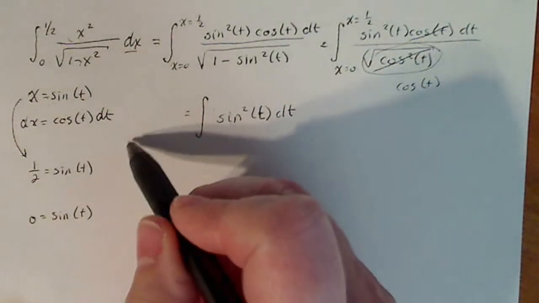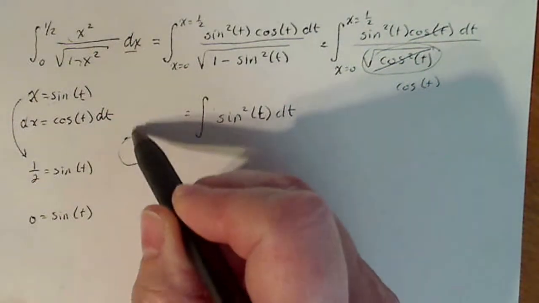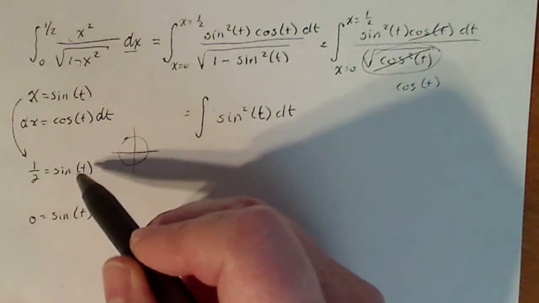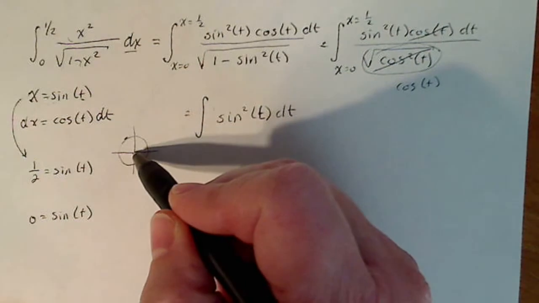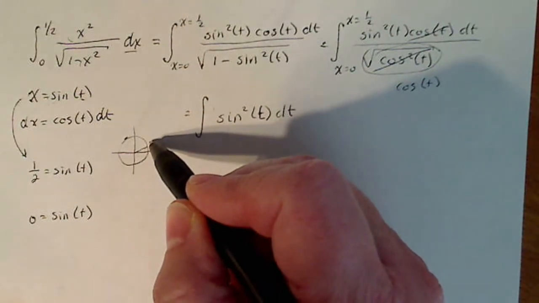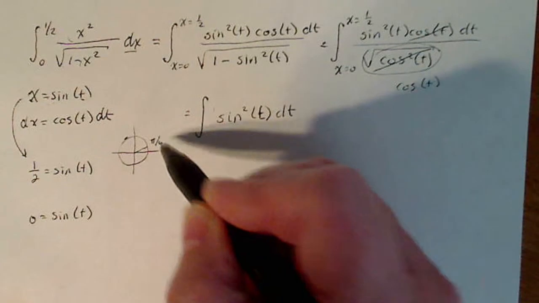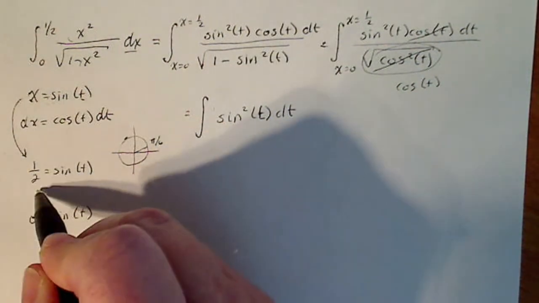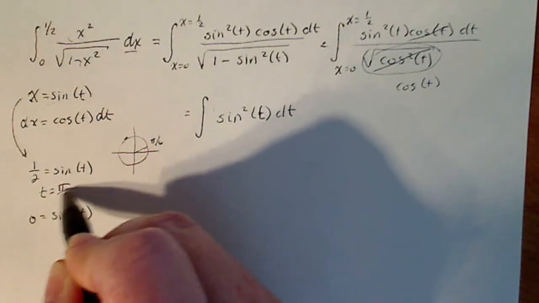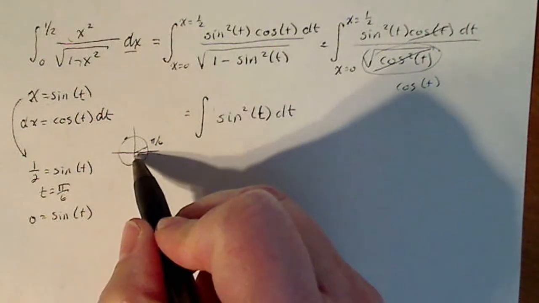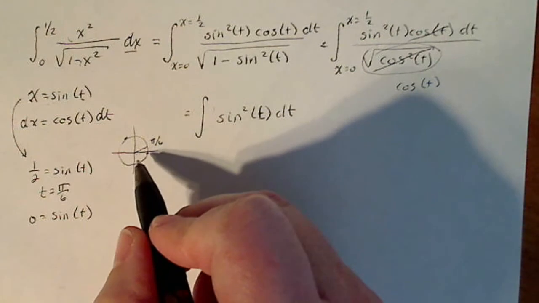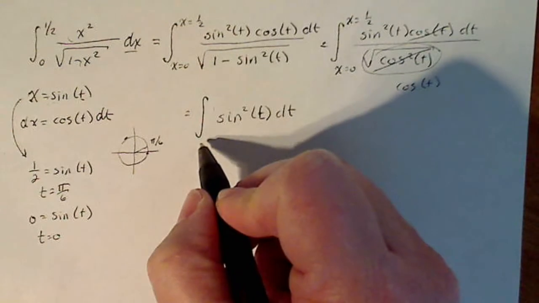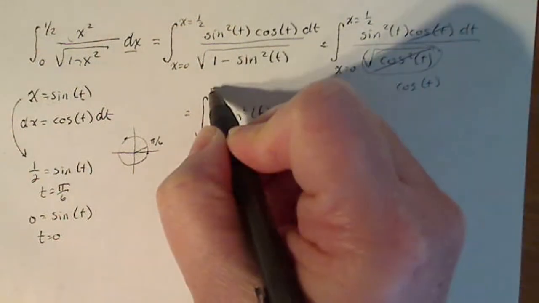Well, using the unit circle, I'll draw a little tiny unit circle here. When sine is 1/2, I want to know what angle makes that. Well, sine is 1/2 at pi over 6. So that means when x is 1/2, t is pi over 6. And then when sine is 0, which is right here, I know that my angle is 0. So here t is 0. So my limits now in t will go from 0 to pi over 6.